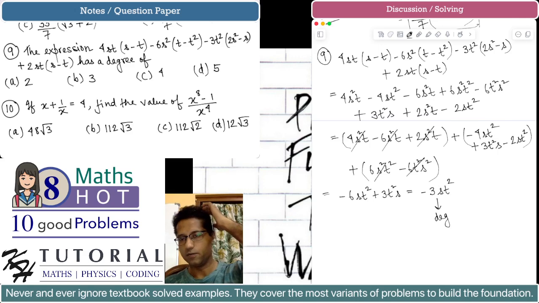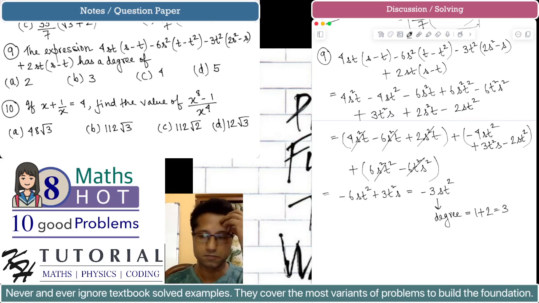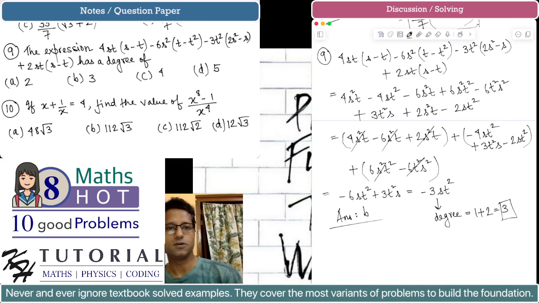So, degree of a polynomial, a monomial, is the degree of the term itself. And what is the degree of a term? Degree of a term is the sum of the powers of the variables present in the term. So in this case, we are having the variable s and t square. So the sum of the powers is 1 plus 2. So the degree of the given expression is 3. It's 3. So the correct choice is B. B is the correct choice.